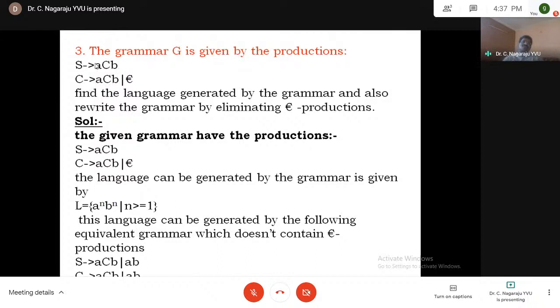So for example, you see this: when you replace in the grammar, it falls into an infinite case. Suppose S is equal to ACB. Again C is equal to ACB. That means you can always get values of AB, AB, AB, AB, up to N values.